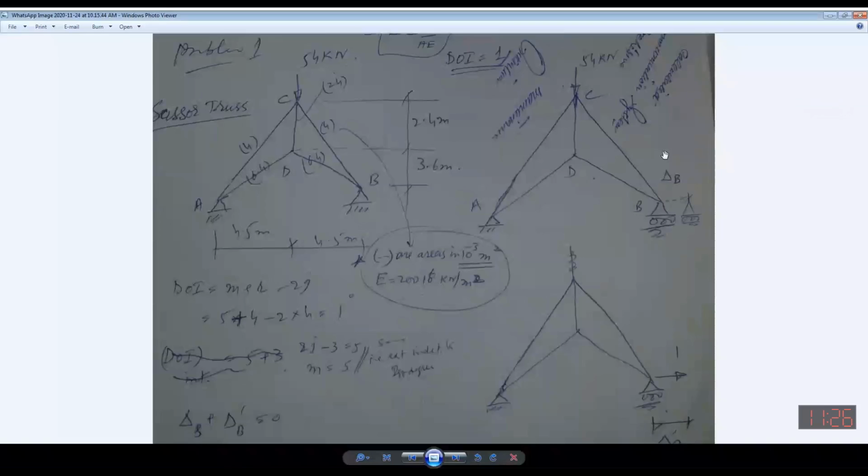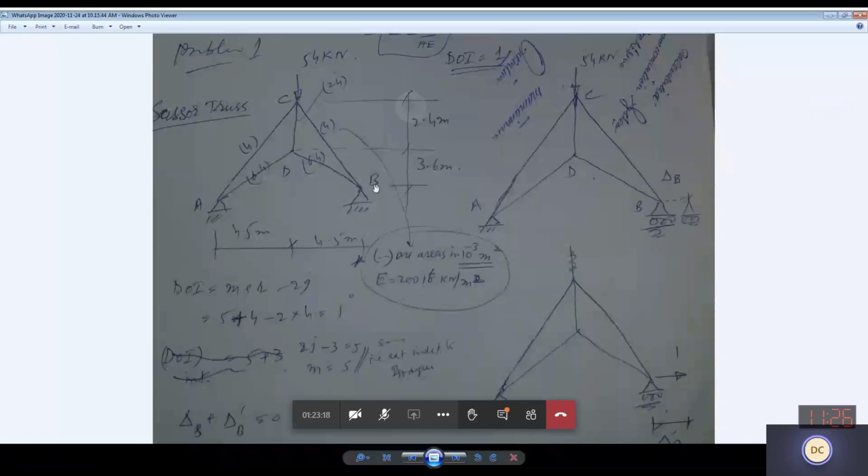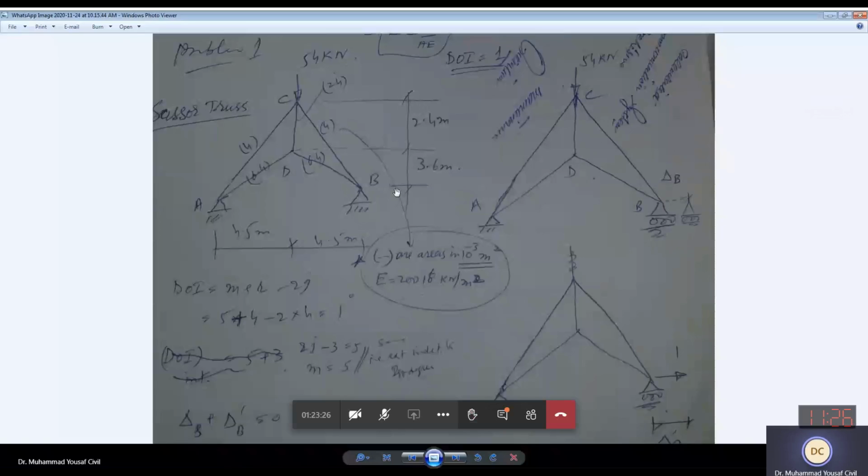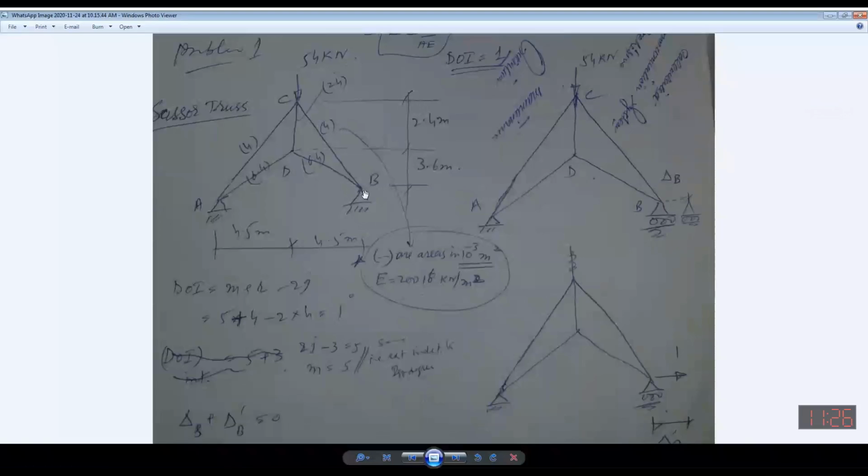Now you have not calculated the reaction that will be making the truss determinate, using the force method. So to calculate HB, the horizontal force that has been assumed to be redundant, to calculate this horizontal force, you have applied it separately.